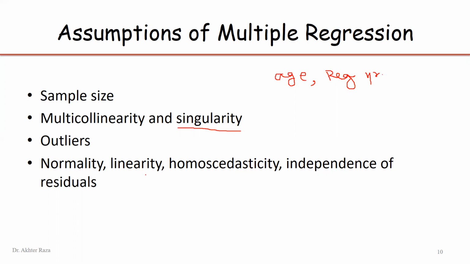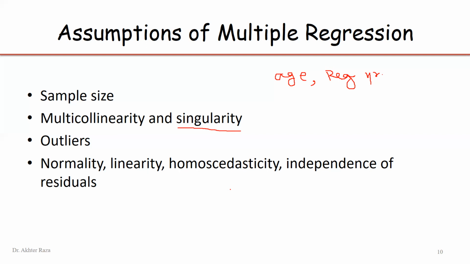Linearity means if we are implementing a multiple linear regression, then the scatter plot should have an indication of linearity. If the scatter plot is indicating a non-linear model, we cannot implement a linear model onto a non-linear scatter plot. Homoscedasticity means the variances of all the variables in the population must be the same. So the Levene test should be applied for testing the homoscedasticity or the equality of variances.